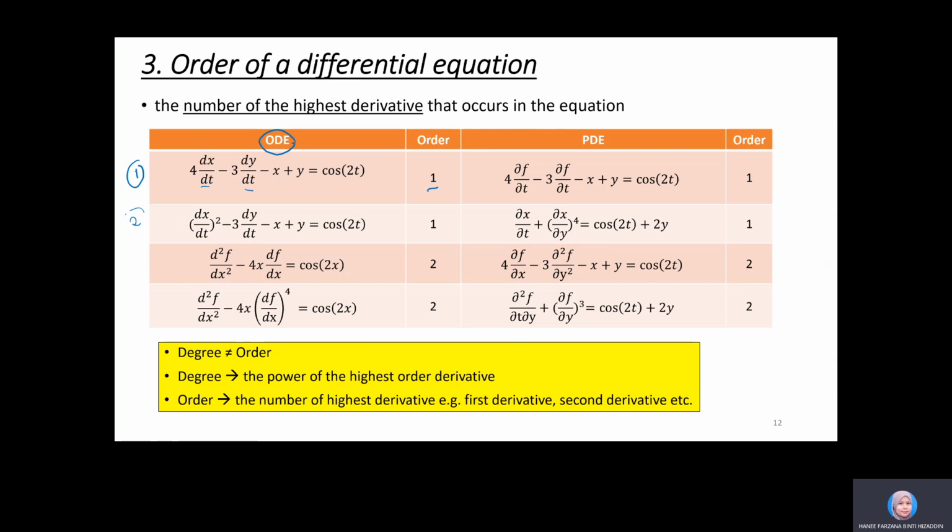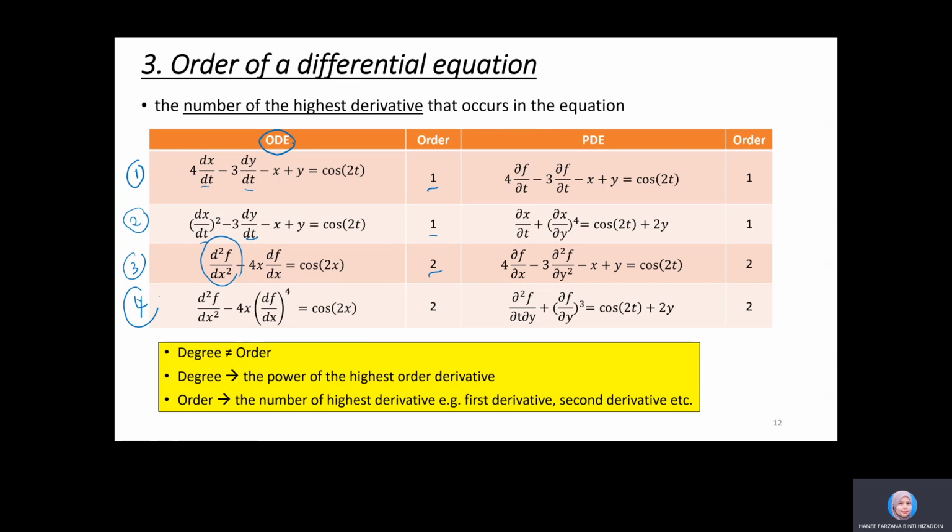Okay, the next example is still in the ODE column. dx dt squared minus 3 dy dt minus x plus y equals cos 2t. Here, look at the derivative. It's still the first derivative, so it's first order. Okay, example 3: d2f over dx squared minus 4x df dx equals cos 2x. Here, the highest derivative is the second derivative, thus the order is 2.